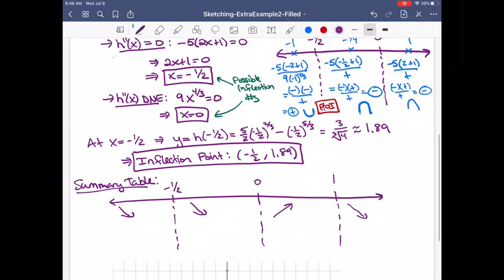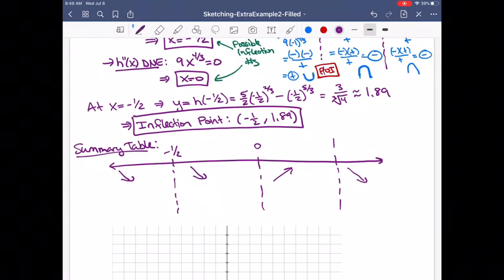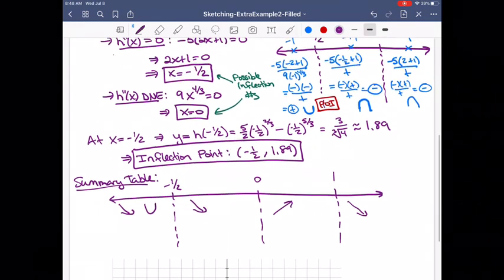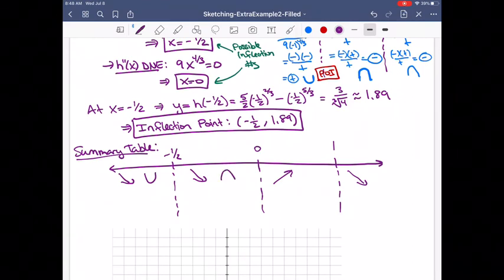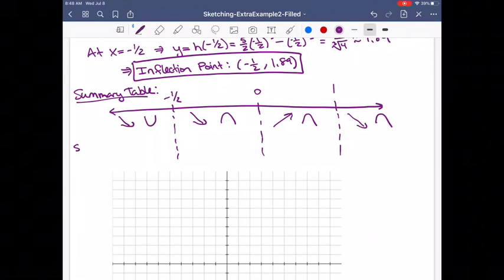Okay, now when I'm less than negative 1/2, I'm concave up. And then I'm concave down the rest of the time. So all of these are going to be concave down. So then the actual shape of my graph, so decreasing concave up, looks like that. Okay, decreasing concave down looks like that. Increasing concave down is like that. And decreasing concave down is like that. Okay, so those are the shapes we're working with.